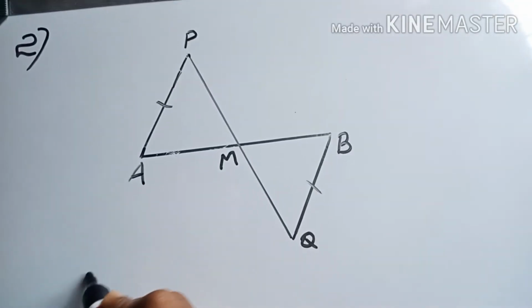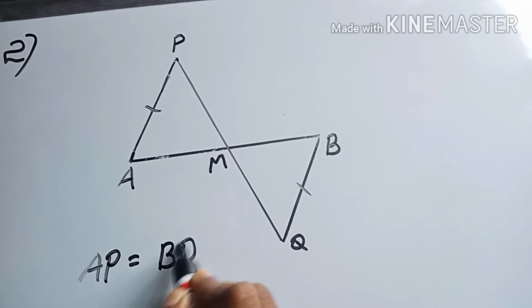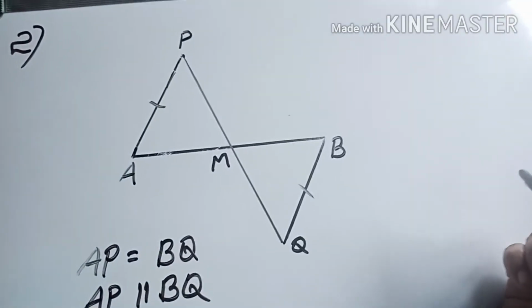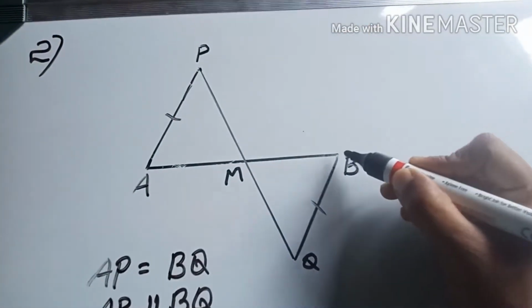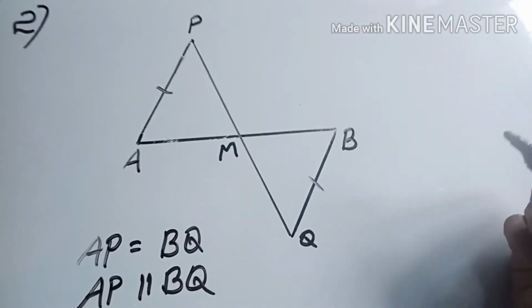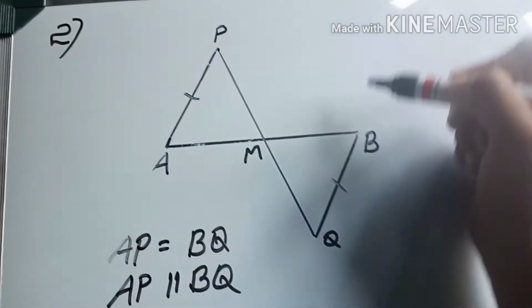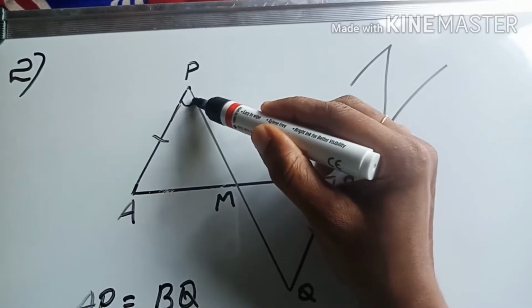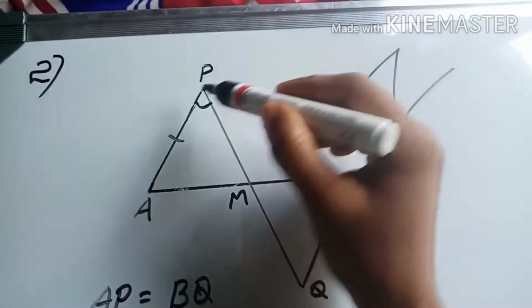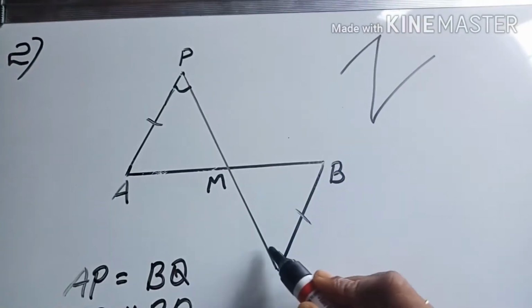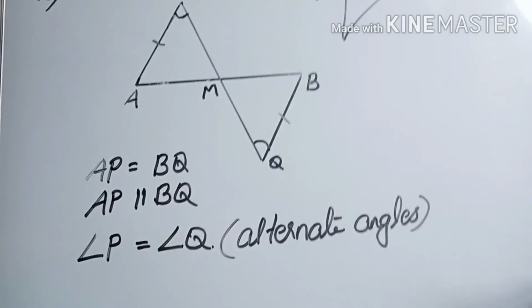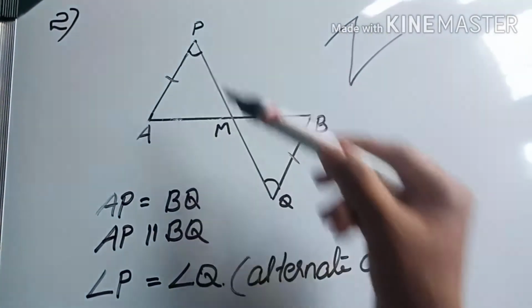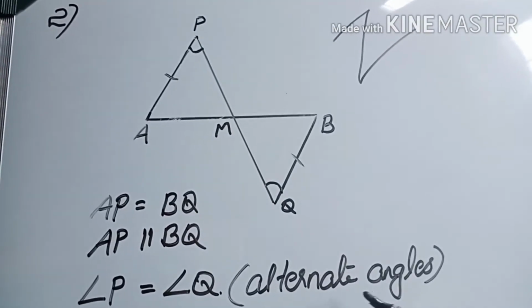If AP equals BQ and they are parallel, we can apply the Z rule here, and the reverse of Z also we can apply. If we consider this Z rule, angle P and angle Q will be equal. The reason is they are alternate angles. So angle P and angle Q are equal because of alternate angles.